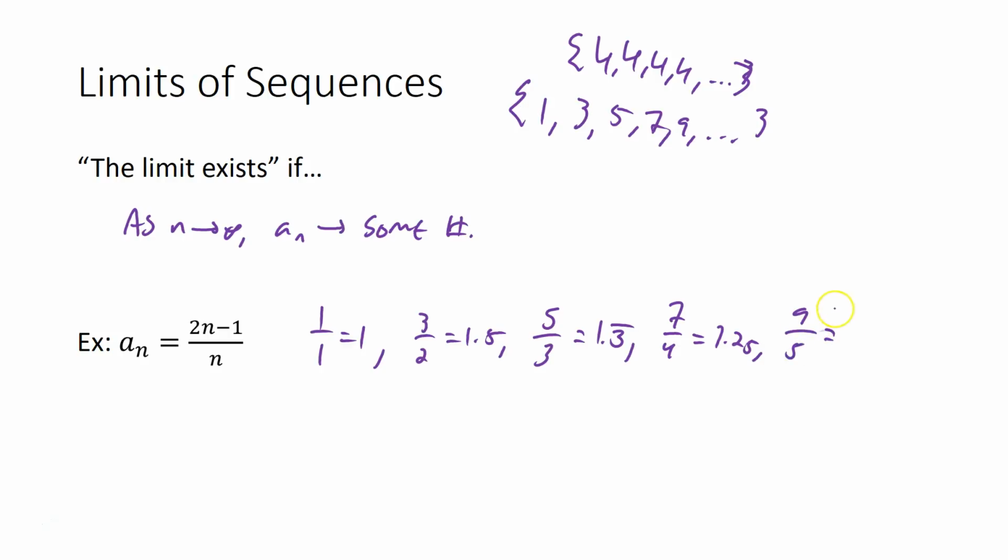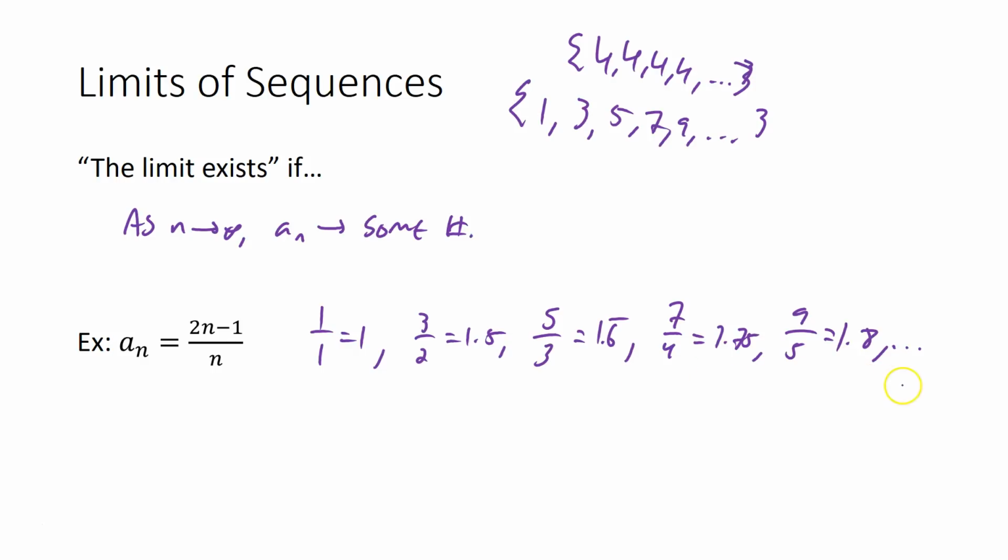5 over 3, which is 1.6 repeating. I'm adding things wrong here. All right, 7 over 4 is 1.75. This is much better. 9 over 5 is 1.8. What does it look like is happening to these numbers? Looks like these numbers are getting closer and closer to 2, which makes sense, because we know as n goes to infinity, the limit of this is going to approach those leading coefficients. This should be getting closer to 2.